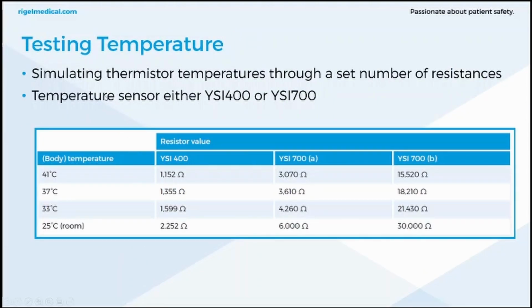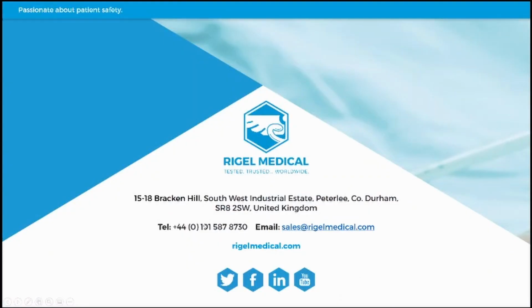Testing temperature. Simulating thermistor temperatures for a set number of resistances. The temperature sensor is either YSI 400 or YSI 700, but as explained before, you're typically going to see this 9 times out of 10. It's done with this fairly simple method. In theory, you could use a decade box, and that has been done in the past. Same with cardiac output, you're just using simulation of the resistances, and that's how to test temperature. Very simple method. And that brings us to the end of today's presentation.